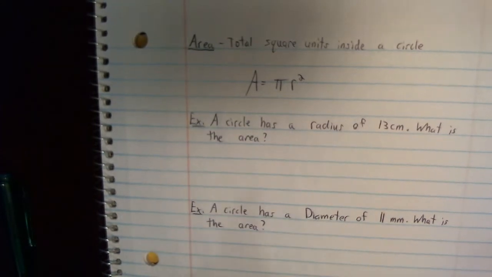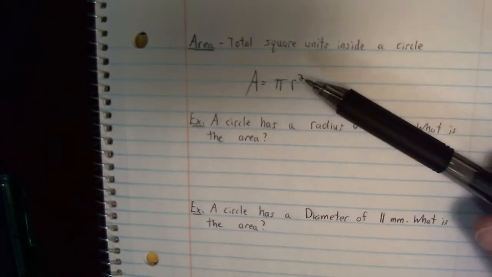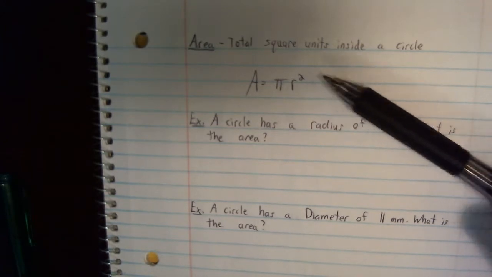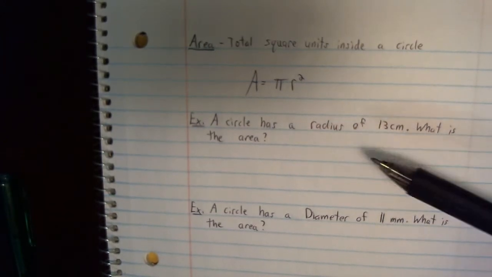And again, if we remember to just keep pi there, not use that horrible 3.14, we'll get much more accurate answers. So, our area formula is pi times radius squared. So let's take a look at a couple of examples.